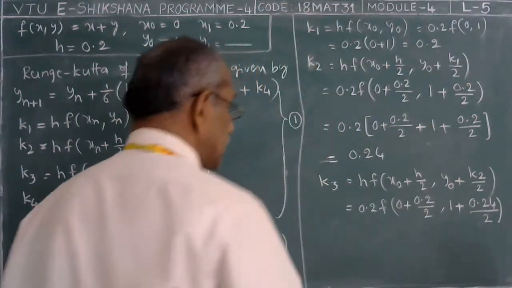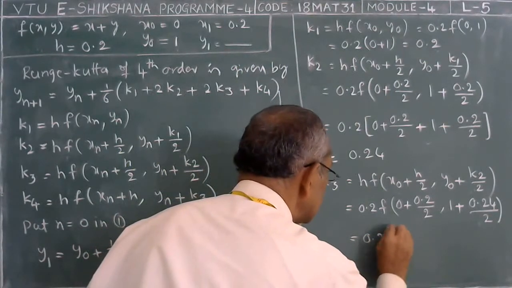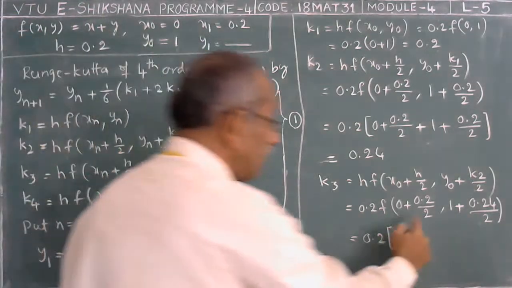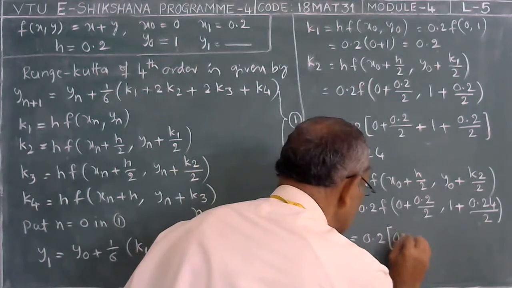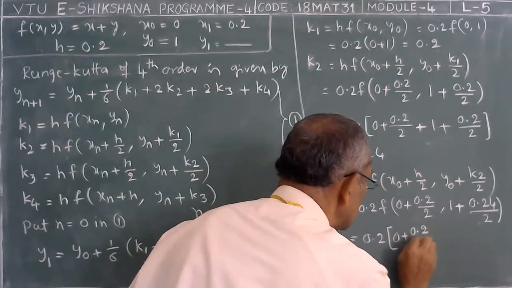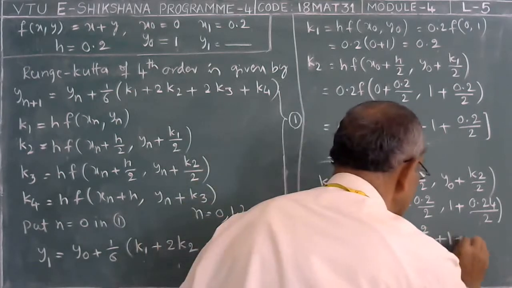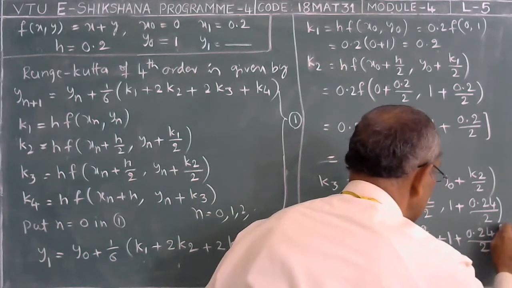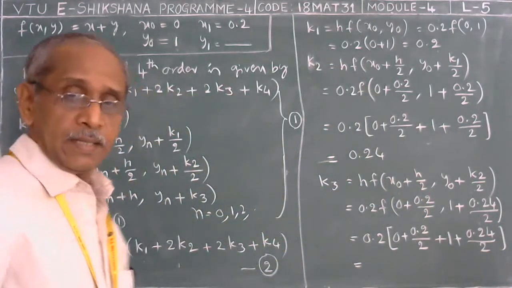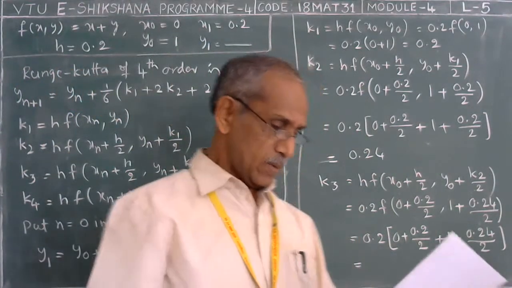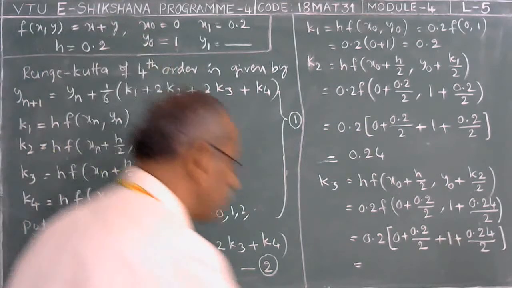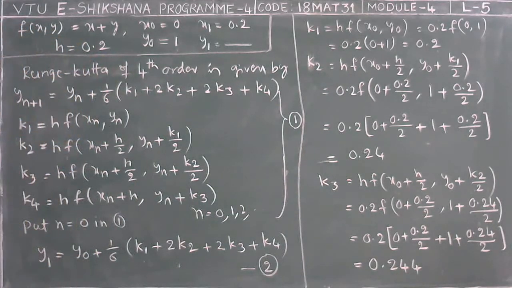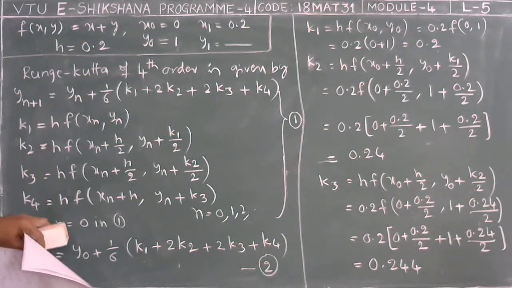Now let us apply the definition. This is 0.2 into f of x comma y is x plus y, so this plus this. So 0 plus 0.2 divided by 2 plus 1 plus 0.24 divided by 2. If you carefully calculate this using a calculator, you get k3 equal to 0.244. Now one more quantity, k4, is left over.